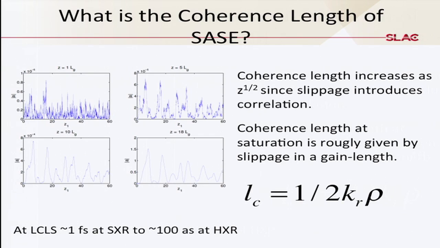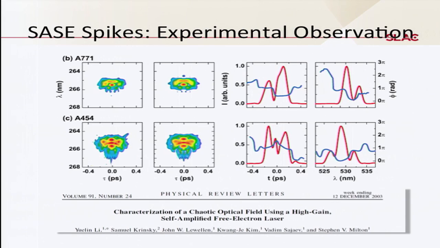And by the way, this has been measured in the time domain also in the X-rays, but the very first measurement of SASE spikes was done in an infrared FEL at Brookhaven. And you can see that what I've been telling you is real. You see these nice spikes that increase as a function of time, increase their length.